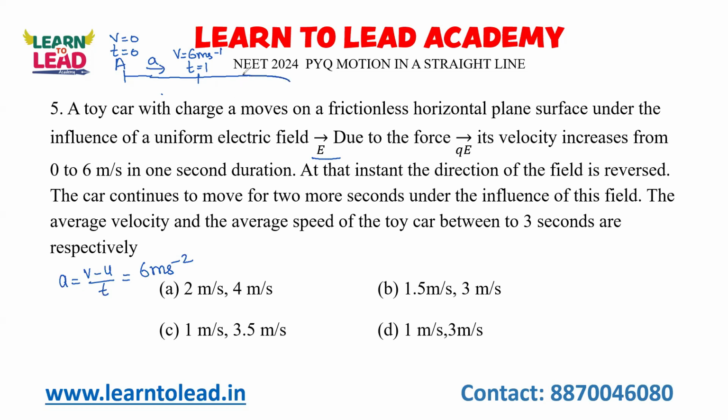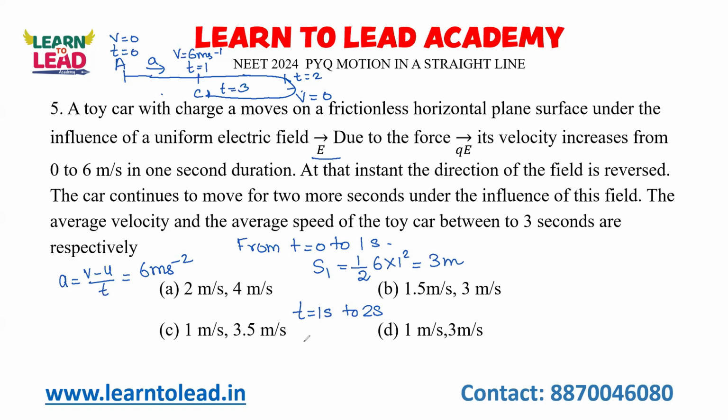Okay, now this is at t is equal to 2. It takes a round turn and reaches point C at t is equal to 3. Here velocity will become 0. Now, see here, from t is equal to 0 to 1 seconds, the distance traveled with initial velocity 0 is half a t square, half into acceleration 6 into 1 square, so 3 meter. Next, t is equal to 1 second to 2 seconds, the distance traveled is u t plus half a t square: initial velocity 6, time taken 1, minus half into acceleration 6 into 1 square, which is equal to 3 meter.